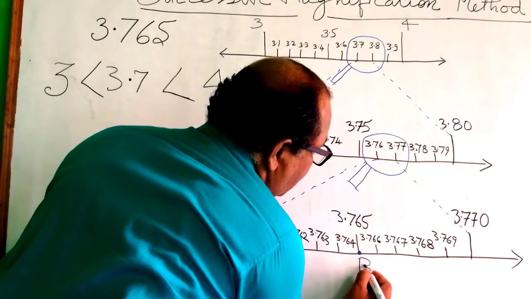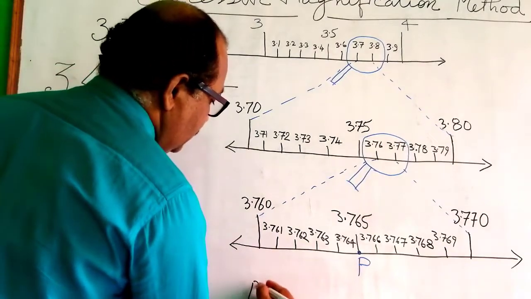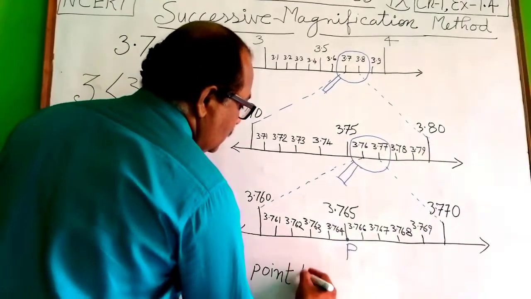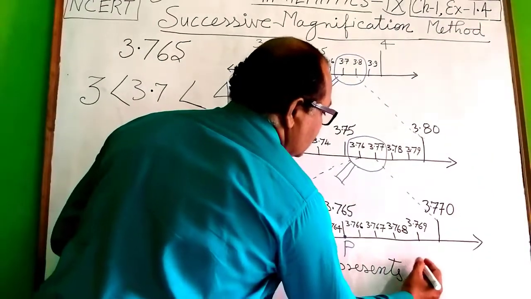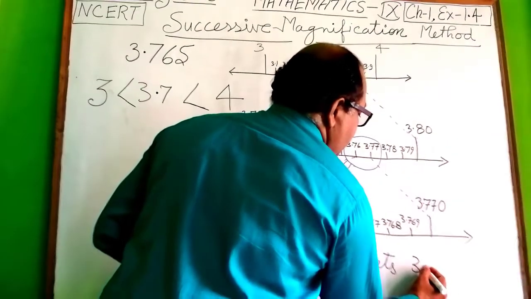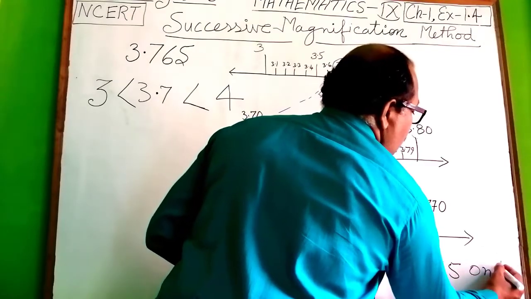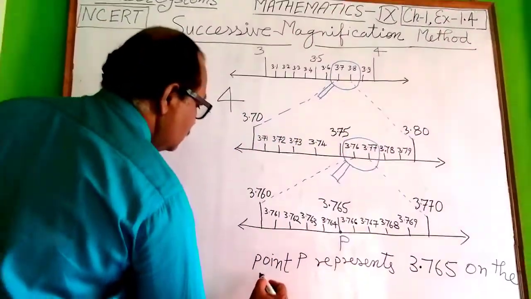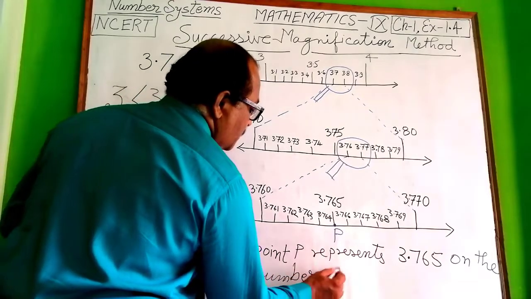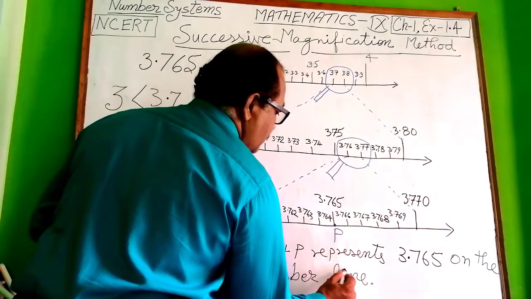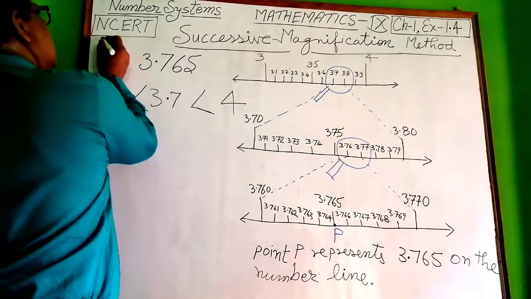Suppose this is P. You can see point P represents 3.765 on the number line. So this is the successive magnification of question number 1.